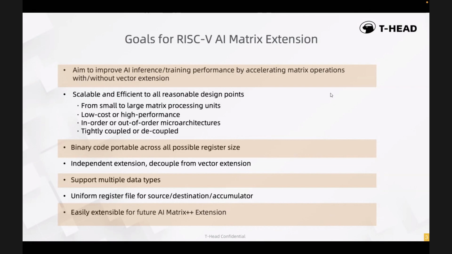Let's talk about the goal for the RISC-V AI matrix extension. First of all, the extension should aim to improve AI inference or training performance by accelerating matrix operations with vector extension or without vector extension. It can work together with vector extension, or it can work completely independently.